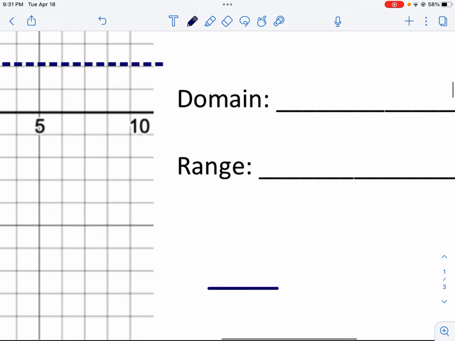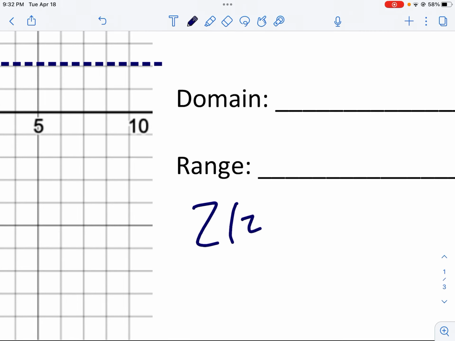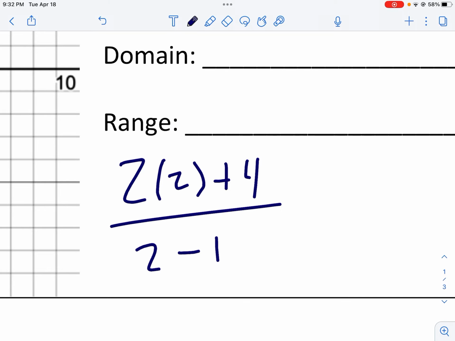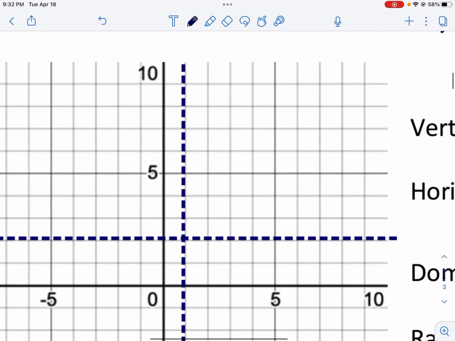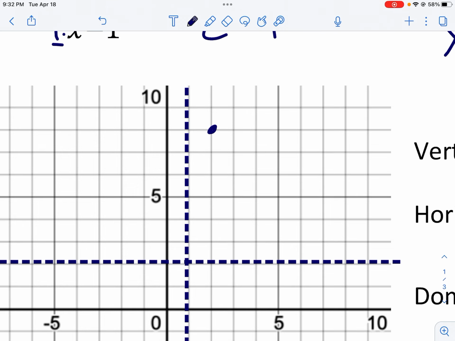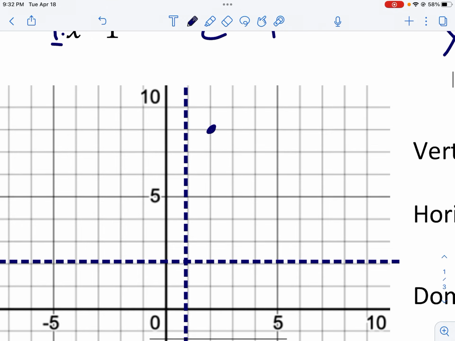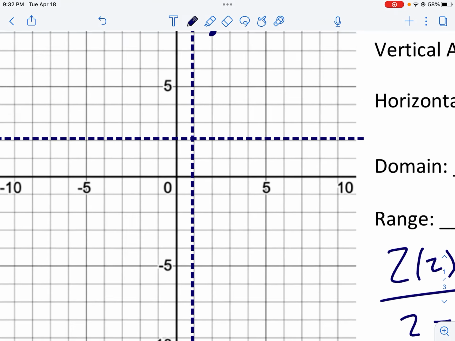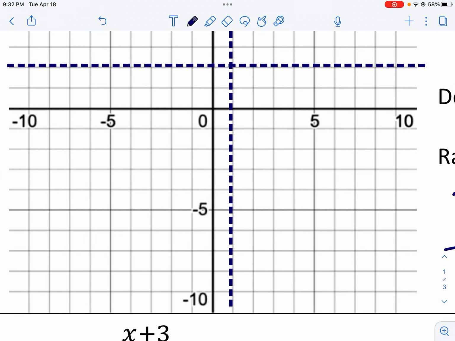So we've got 2 times 2 plus 4, and then on the bottom we've got 2 minus 1. So this is 4 plus 4, which is 8, over 1, which is 8. So when we plug in 2, that gives us 8 as the output. Now, you might notice here that this is up by 1, 2, 3, 4, 5, 6, right? So you know it's going to be mirrored on the other side as well. So to get our other point, we're going to go to the left one and go down 6. So 1, 2, 3, 4, 5, 6. And there's our other point.